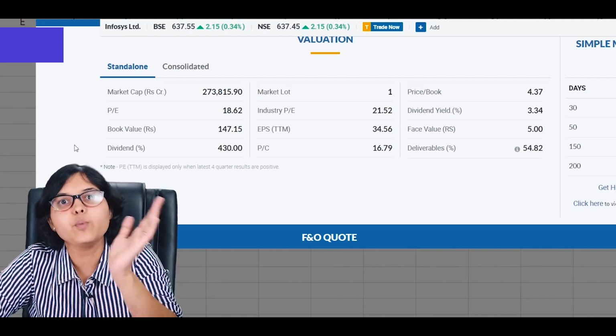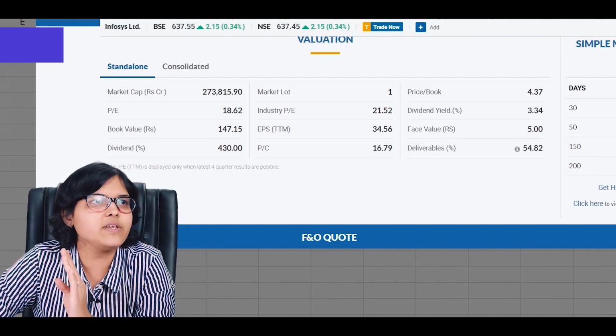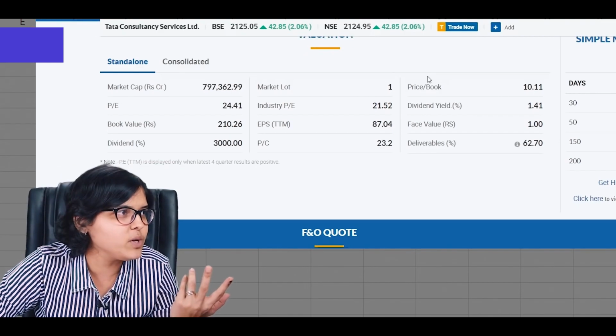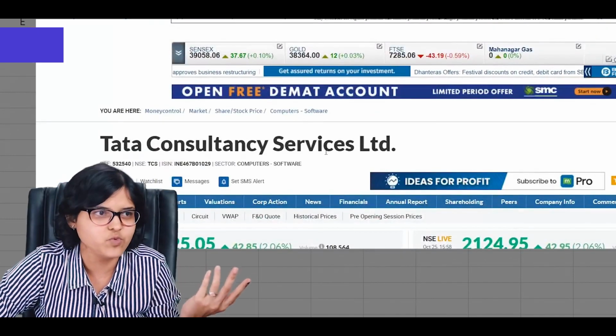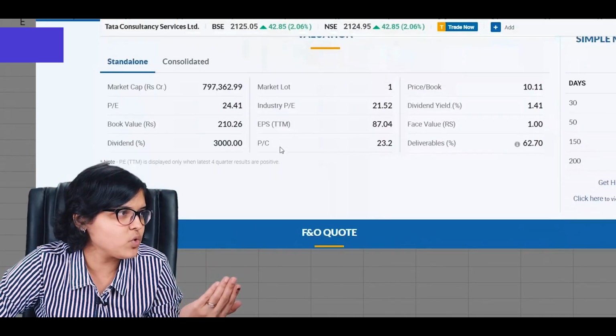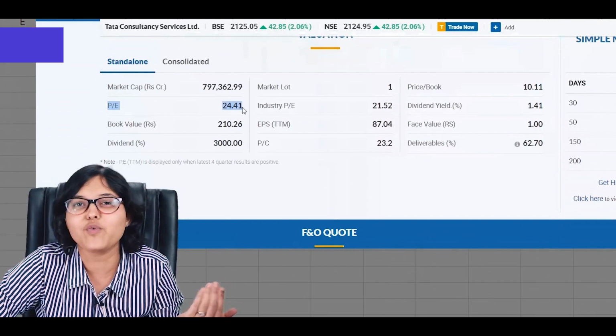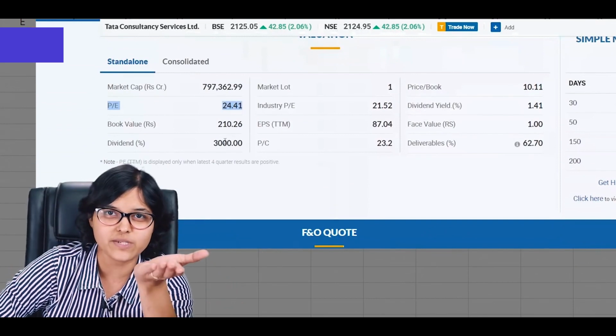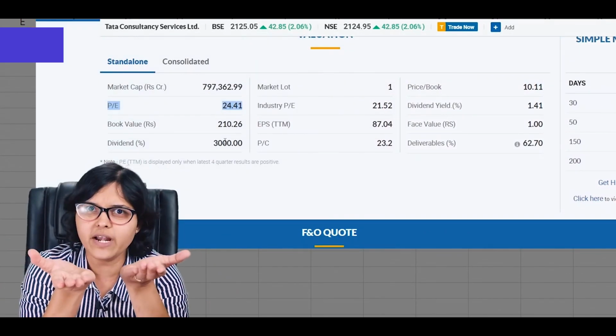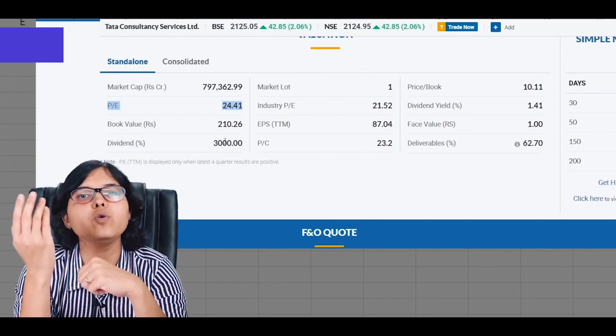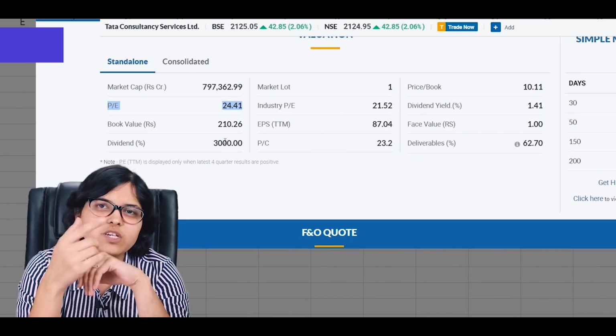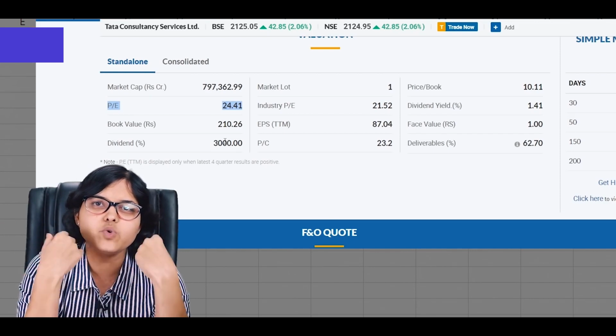As I said, I can compare it with a peer of Infosys. A very simple peer everyone knows is Tata Consultancy Services. So I've opened that on Money Control as well. Just scrolling down and here you can see PE is 24 for TCS. So Infosys was 18, TCS was 24. So definitely I can say Infosys is cheaper as compared to TCS. Now just because it is cheaper as compared to TCS, should I go ahead and buy?